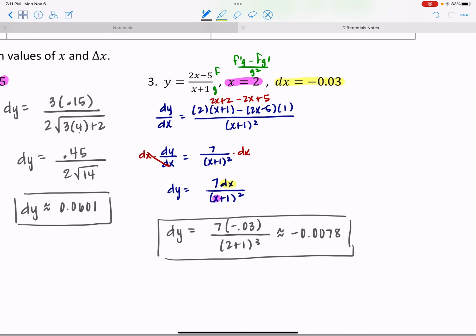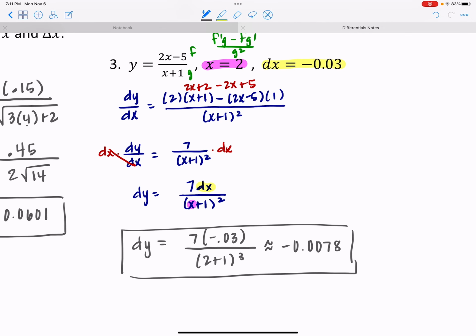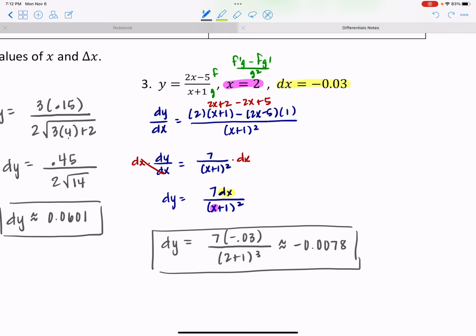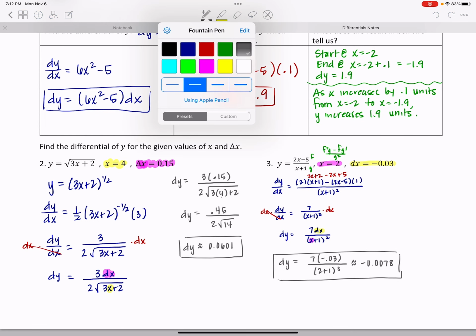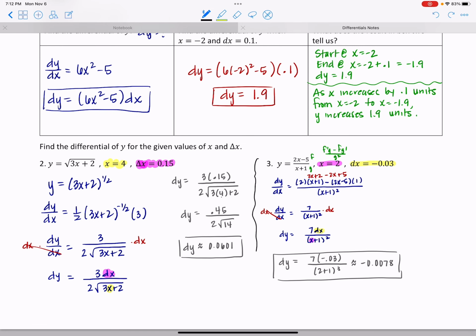But that's the concept. And so in this particular function, what we're saying is if we went from x equals 2, and then we went negative 0.03 units away, so we went to 1.97. So if we went from x equals 2 to x equals 1.97, as we moved left like that, the y value would be decreasing. The outputs would be decreasing by negative 0.0078 units. So we know the change in y with respect to the change in x at that particular x value. Okay? So hopefully we're making sense. Let me just separate those.